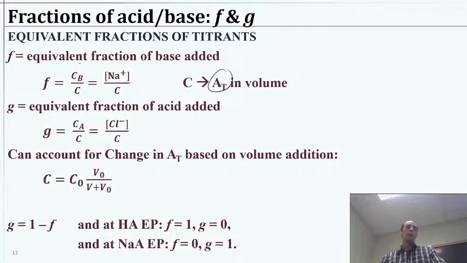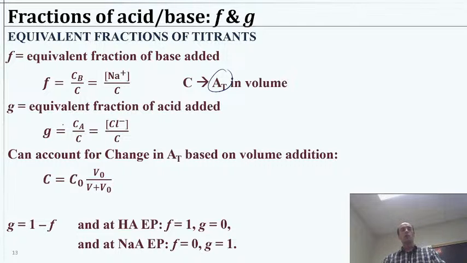That's the equivalent fraction of base added, which if we're adding sodium hydroxide would just be Na plus over the total amount of acid in solution of the, I guess, the weak acid or whatever we're looking at.